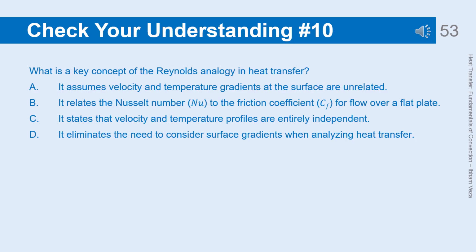Explanation of incorrect answers. A. Incorrect. The Reynolds analogy links velocity and temperature gradients at the surface, making them related. C. Incorrect. Velocity and temperature profiles are often linked and can be identical when dimensionless. D. Incorrect. Surface gradients are critical in analyzing heat transfer and cannot be ignored in the Reynolds analogy.